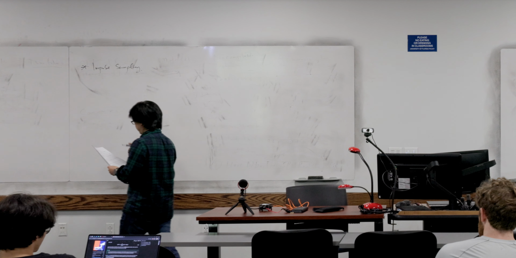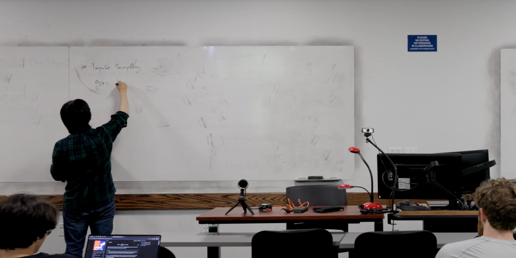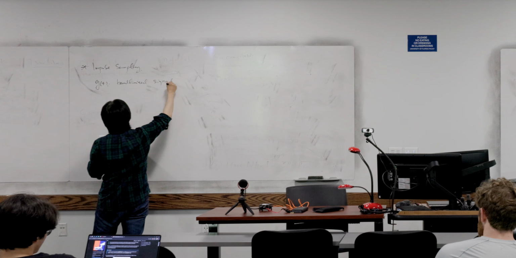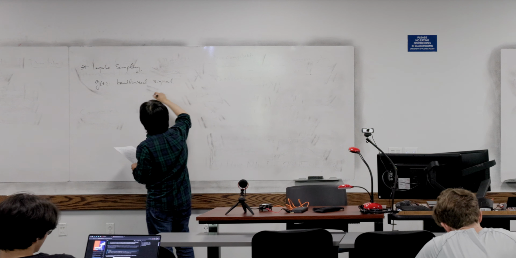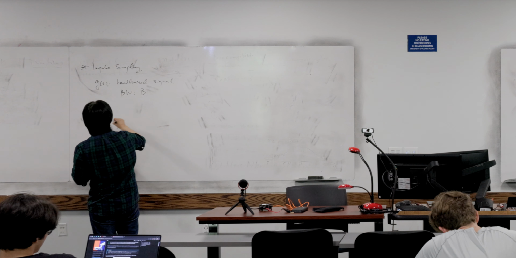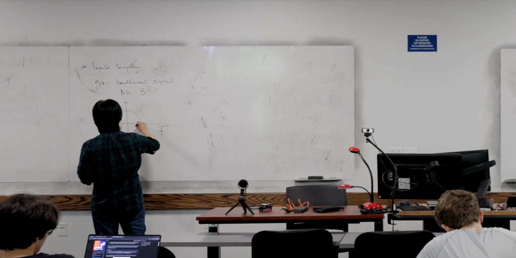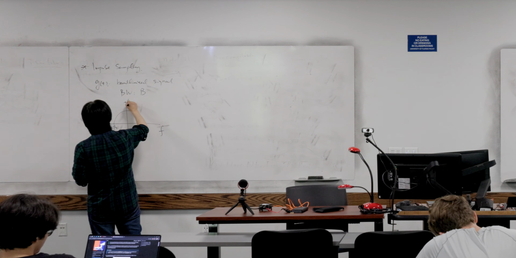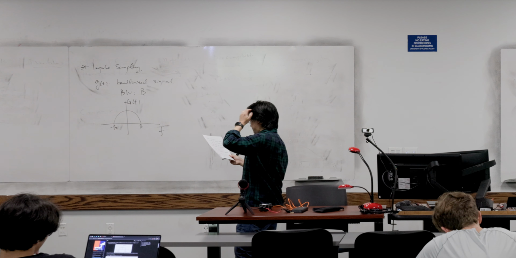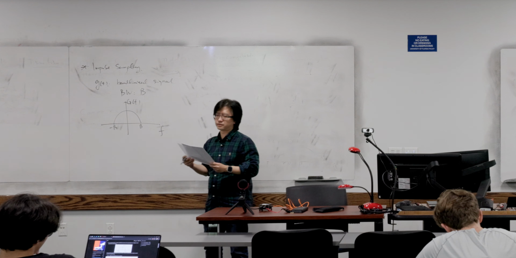It goes as follows. Let g(t) be a band limited signal, and the bandwidth is capital B. Basically, it means that in the frequency domain, G(f) looks like this. Okay, so next is how to describe the sampling process.